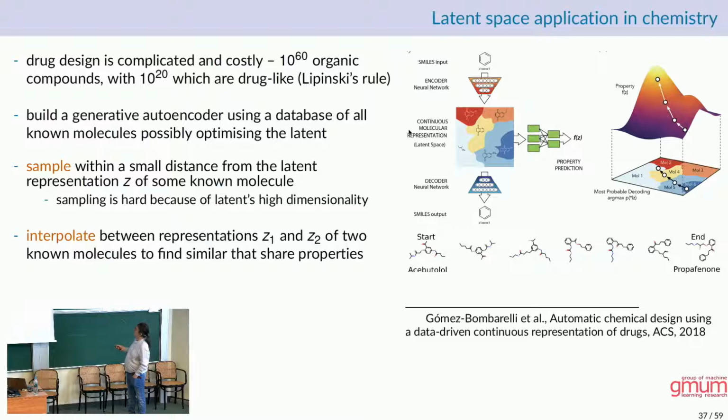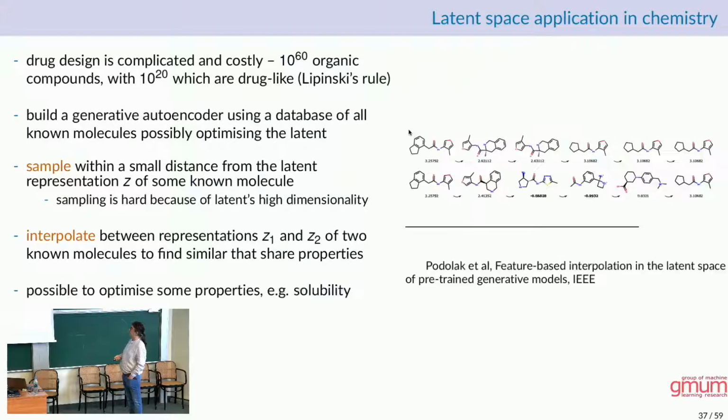Yeah, here is the route from one molecule, acebutolol, to propafenone. This is a picture from the Gomez-Bombarelli group. This is one of the papers that started it all, the use in chemistry, a very well-known paper. We can optimize it in the interpolation.